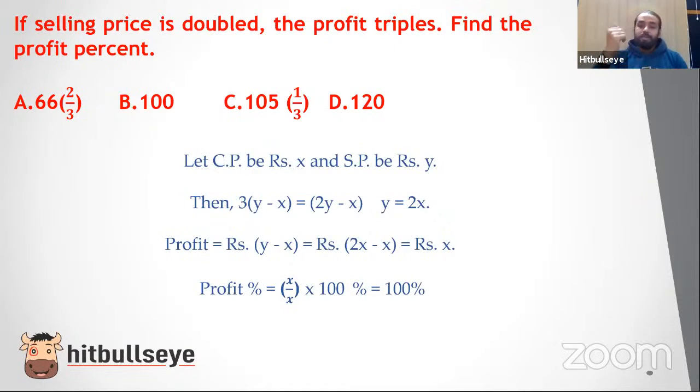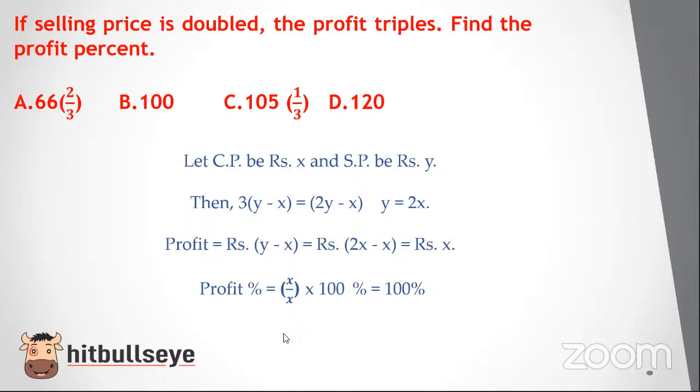ये मैंने कैसे बनाई है. Everything is given on the screen itself. एक thrice है और एक twice में है. एक double हुआ है, profit triple हुआ है. Yes, Nandini, great. So profit will be equal to y minus x, which is rupees 2x minus x equals x. x upon x multiplied by 100 is 100%.